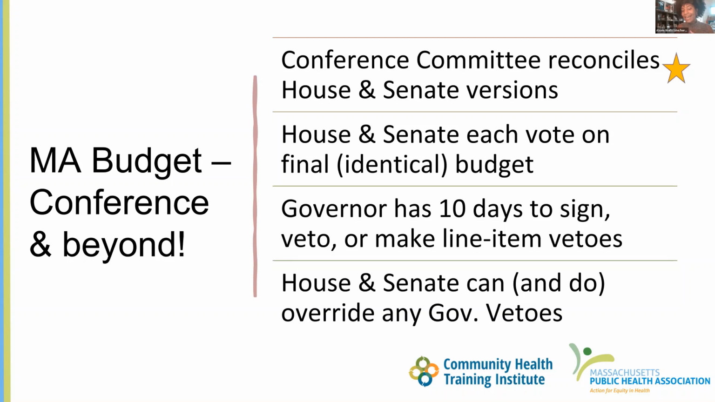Then the governor has 10 days to sign, veto, or make line item vetoes to the budget, which the governor often does. And then finally, the House and Senate can and do vote to override any governor vetoes before the budget is finalized. So that is sort of our budget process.